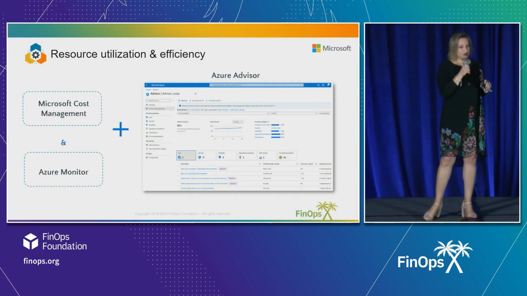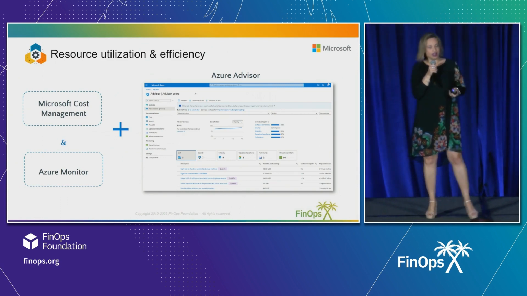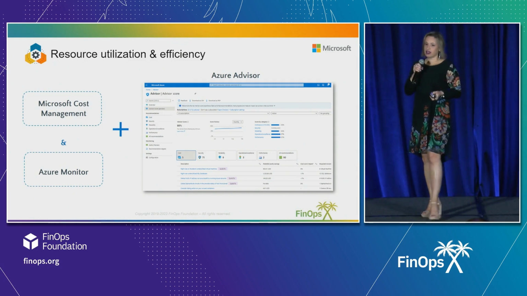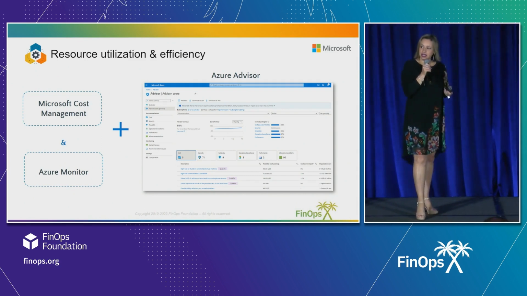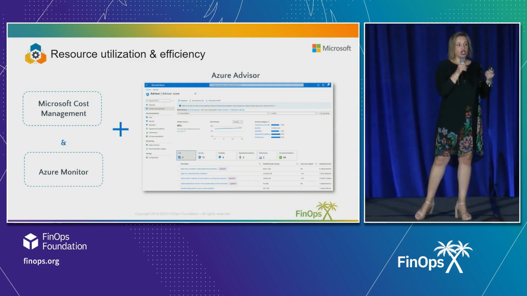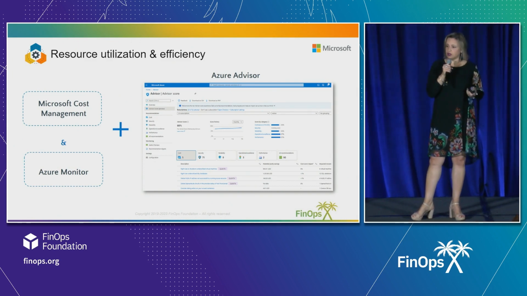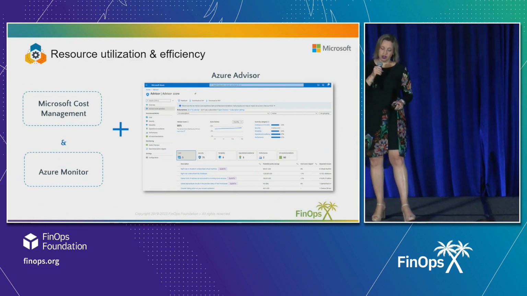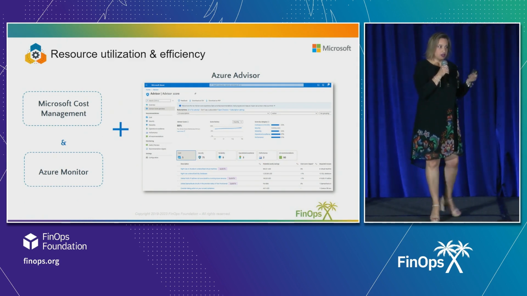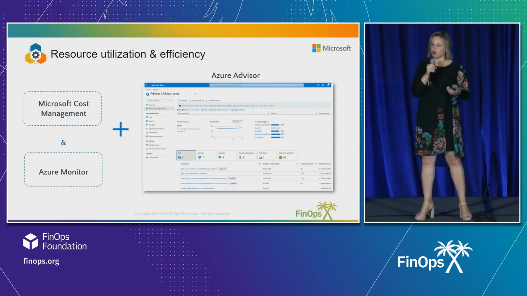So you heard about cost management and Azure Monitor, but for resource utilization and efficiency, I'm bringing up another product, Azure Advisor. Azure Advisor is also part of the Azure portal, and it's a service available to all that gives you guidance and signals on how you are effectively using your deployed resources on Azure in alignment with best practices and guidance that we have primarily in the well-architected framework. Azure Advisor has 5 pillars that are aligned to the well-architected framework pillars: cost, security, reliability, performance, and operations.